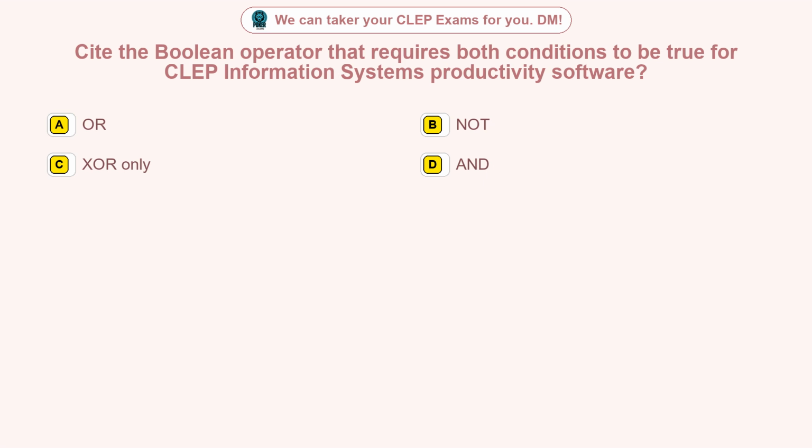Question 82. Cite the Boolean operator that requires both conditions to be true for CLEP Information Systems productivity software. Option A. OR. Option B. NOT. Option C. XOR only. Option D. AND.